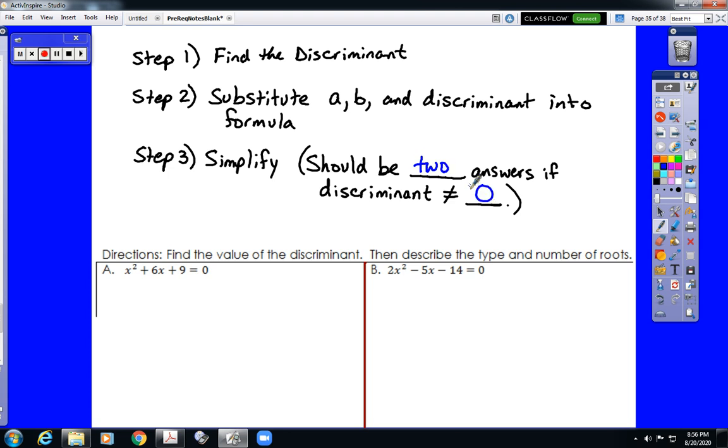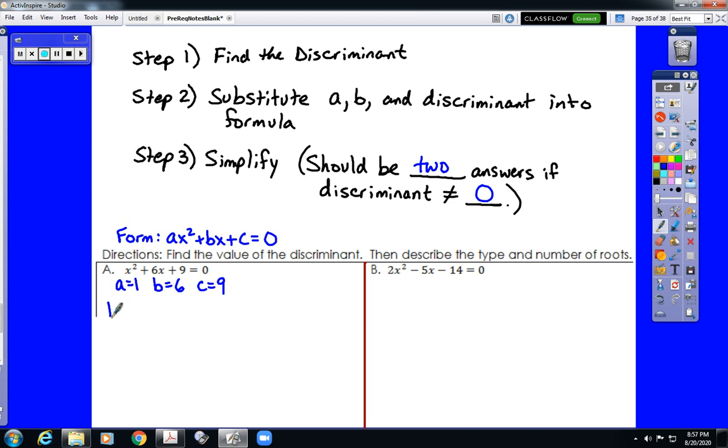So first problem we're going to look at is just finding the value of the discriminant and then describing what number and type of roots we have. So that's this simple. We say, okay, a, b, and c, just like we did for graphing. Now please note that it does have to equal 0, so it has to be in the form ax squared plus bx plus c equals 0. If it isn't, you have to put it into that form before you start.